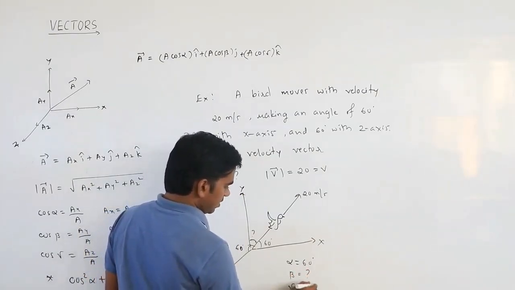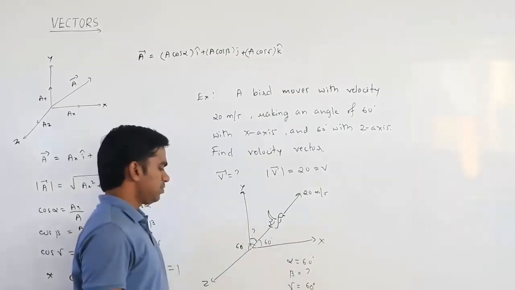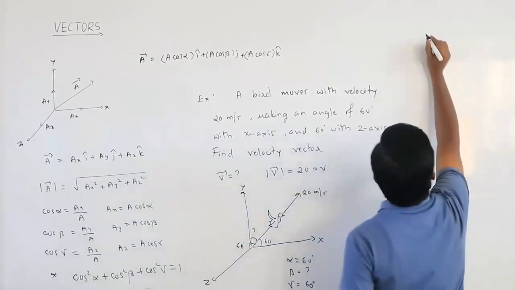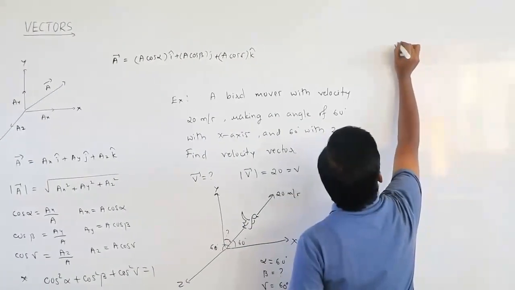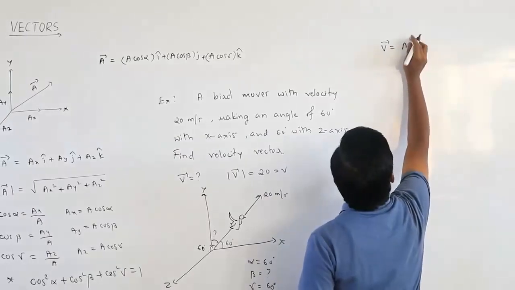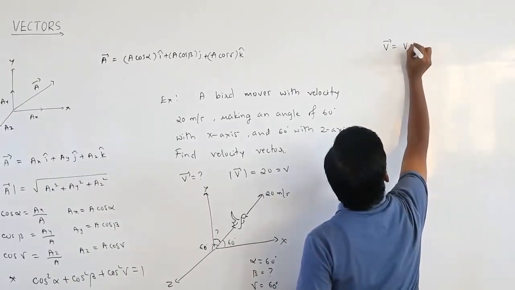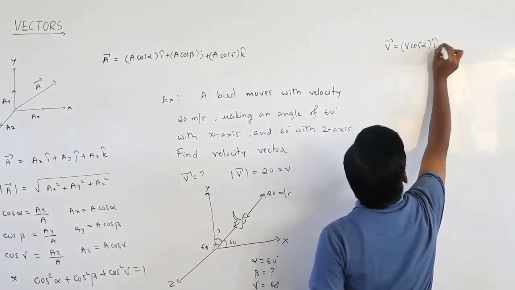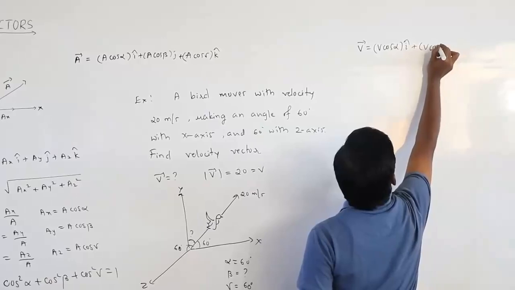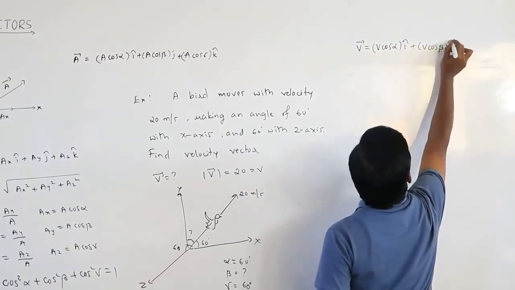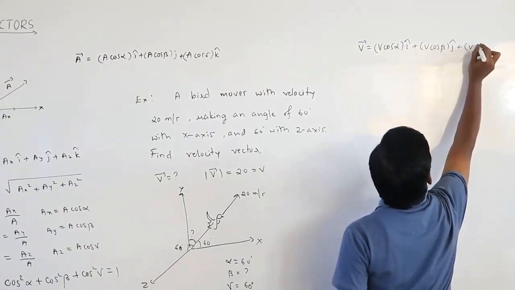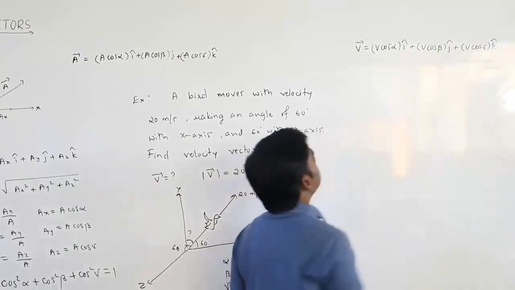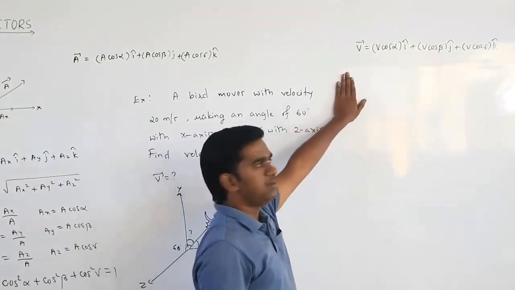Gamma is also 60 degree. Okay, so if you know alpha, beta, gamma, you can find the vector. So how you can find the vector? Vector v equals v cos alpha i cap plus v cos beta j cap plus v cos gamma k cap. Okay, so this is the vector we have to find.